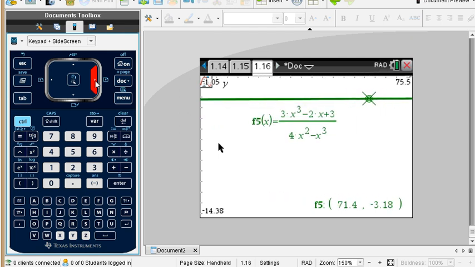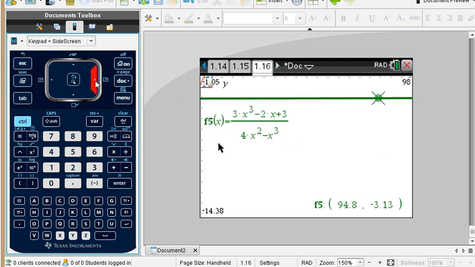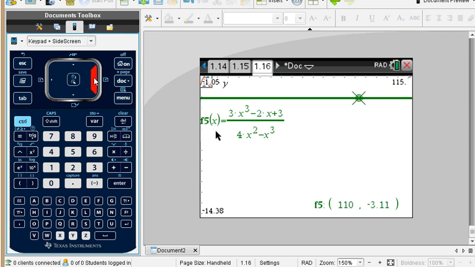But what you can do that'll speed things up a lot is go to a table view. Well, I don't know if it's honing in on -3 as a y value. Do you see that? The farther out we go, the closer the thing is going to get to -3.